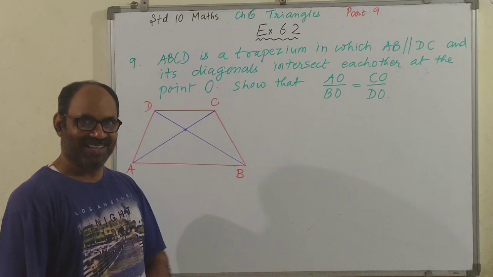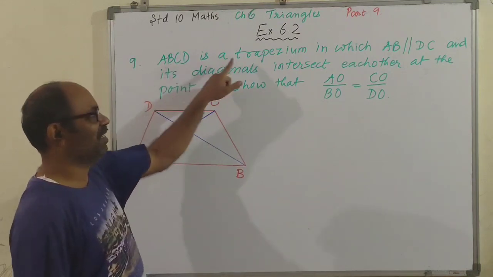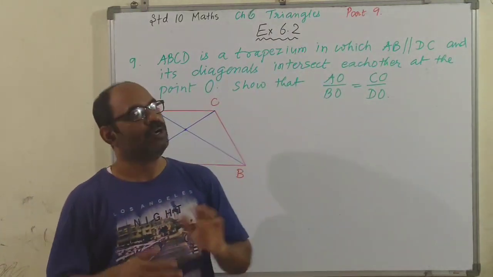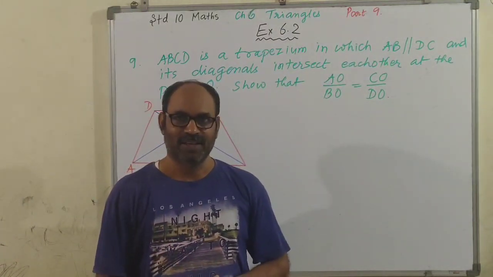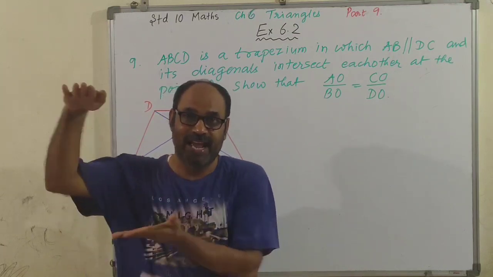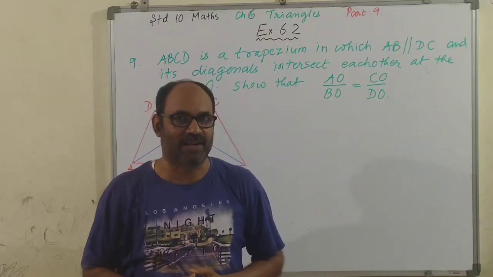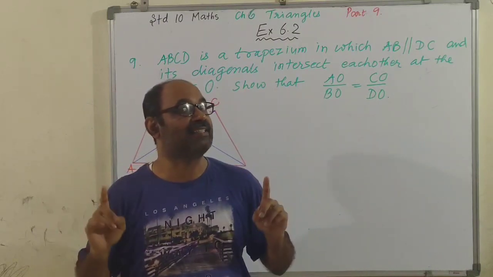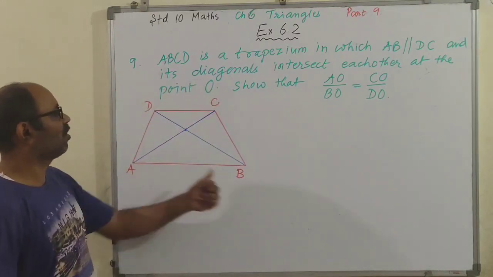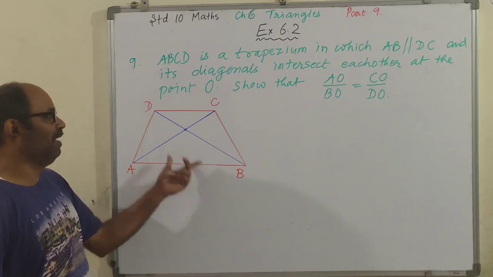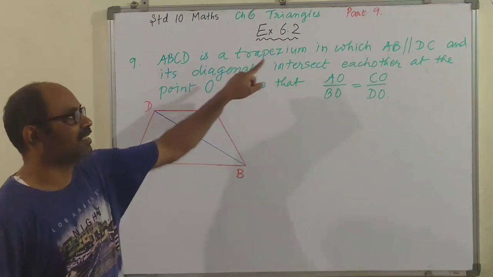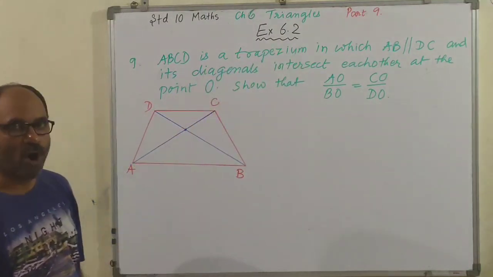What is the statement? Let us see. ABCD is a trapezium in which AB is parallel to CD. Can you recall what is a trapezium? Yes, it's a quadrilateral having one pair of opposite sides parallel and the second pair of opposite sides non-parallel. Here is the figure. Quadrilateral ABCD is given. AB is parallel to CD, and its diagonals intersect each other at point O.